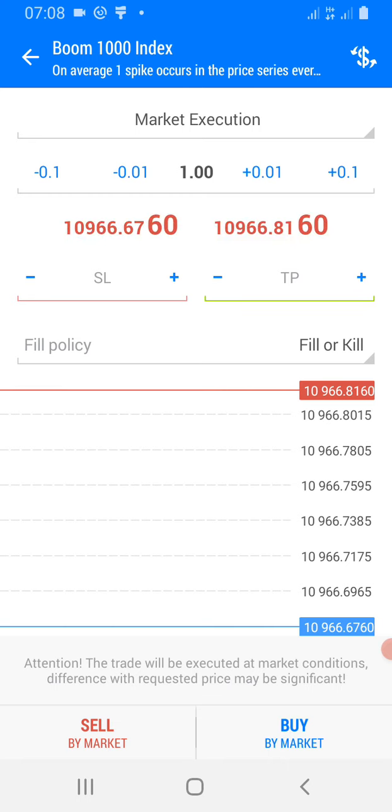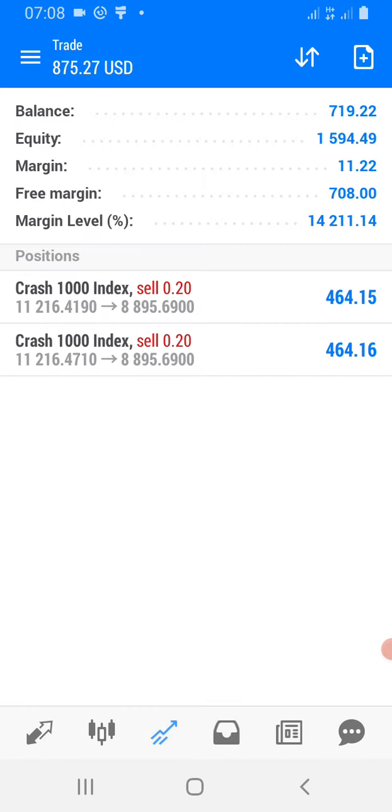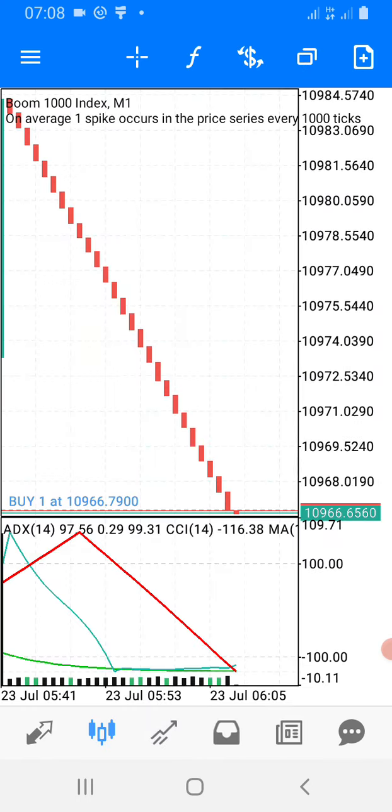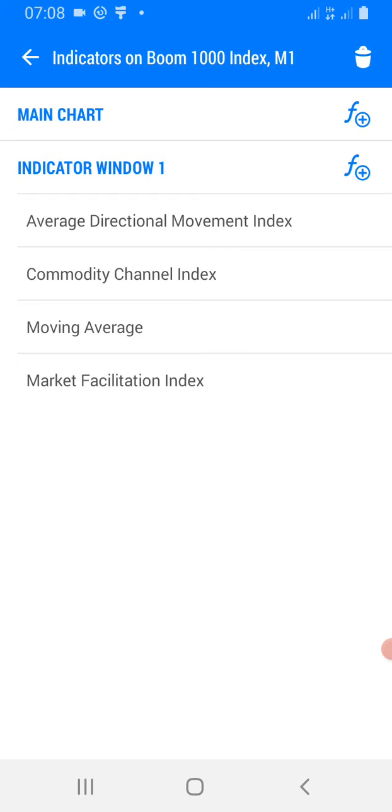So, guys, I'm going to place a buy. I've placed a buy and we'll get a spike. Watch it, guys, watch it. We're expecting a spike for Boom 1000. Now let me show you how to set these indicators.